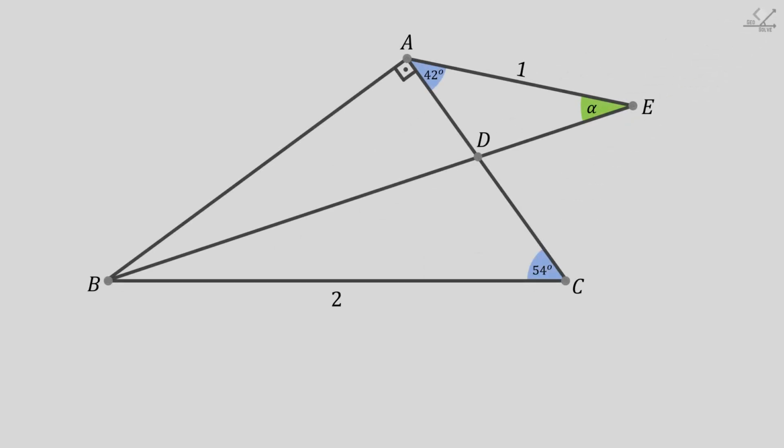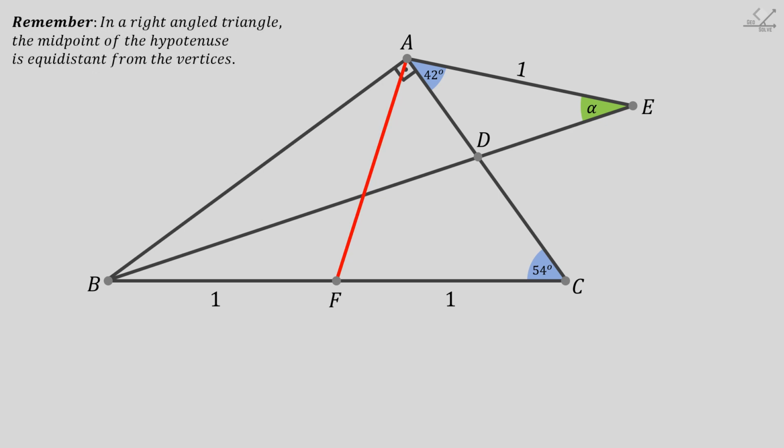Let's start with taking the midpoint of bottom line segment. So the equal parts will be 1 unit each. After that, connect this midpoint to point A. And remember that in a right angle triangle, the midpoint of the hypotenuse is equidistant from the vertices. So the red line segment must also be 1 unit.